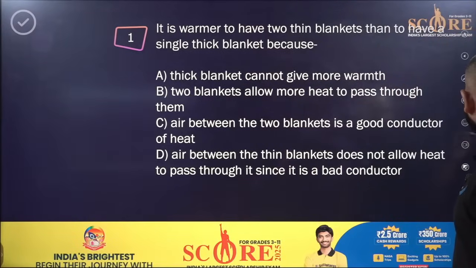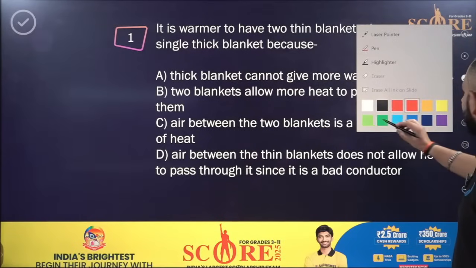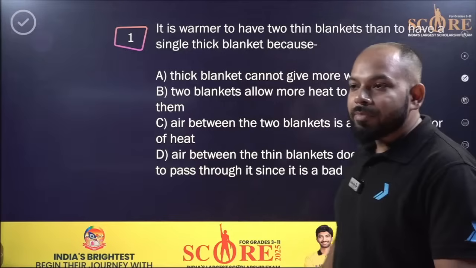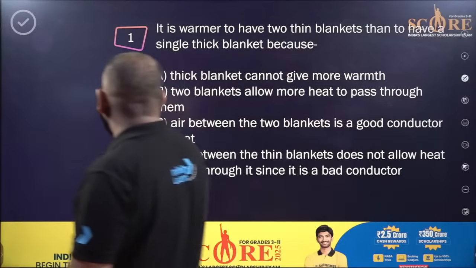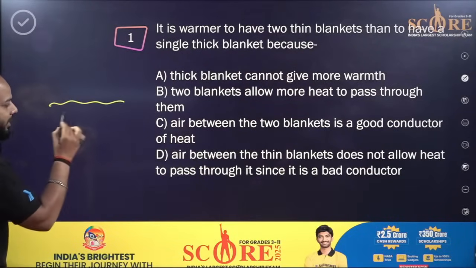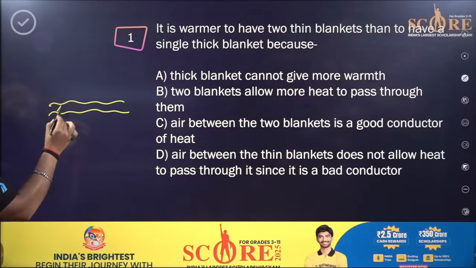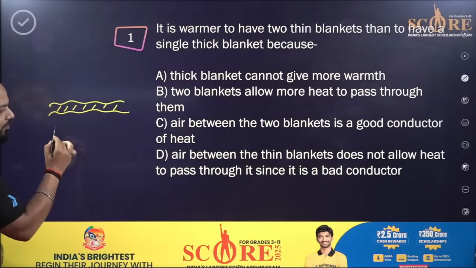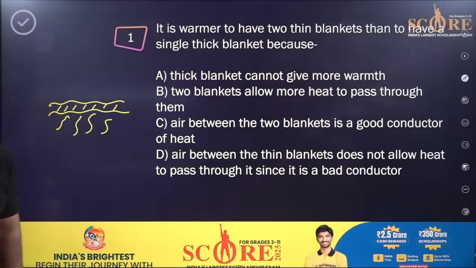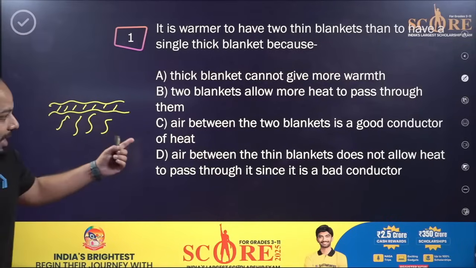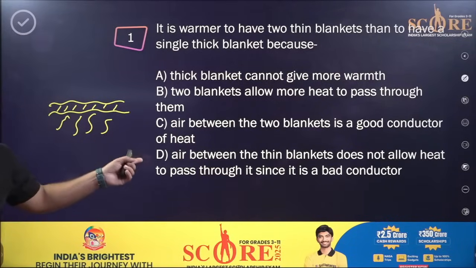Okay, so let's take this color. So see, what is this? A layer is forming. Suppose this is the layer, and this is another blanket which has been kept, so the air got trapped inside it. So if the body heat is there, that won't go out. C is the answer. Okay, let's check whether it's correct or not.